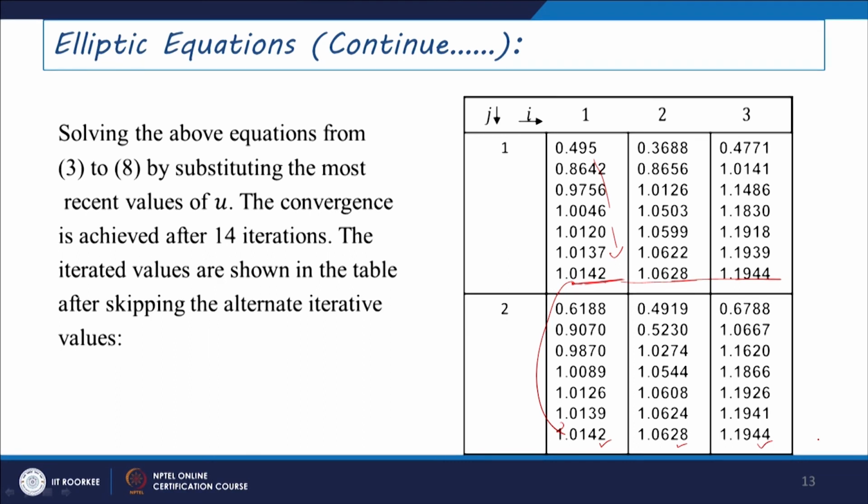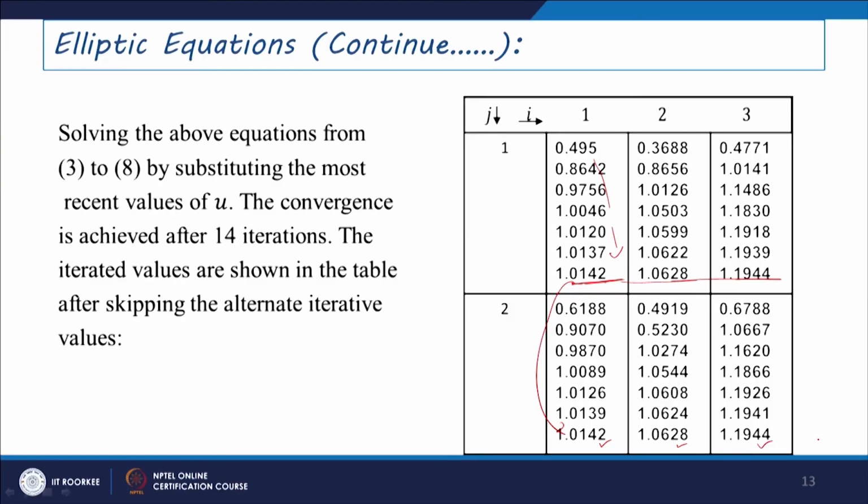The iterative values are shown in the table after skipping the alternative iterative values. If you consider here, then you can find this updating of the values from this table here. Whenever we are going through this tabular values calculation, in each of these i step values, if you see here, 0.495 minus 0.8642, likewise if you go, finally we can find the difference of 1.0137 minus 1.0142 here. Then we can find these convergence rates. If you visualize, this convergence is coming up to third order here.